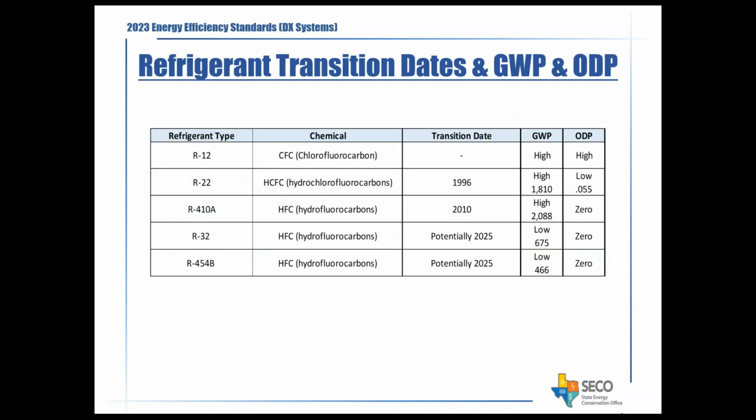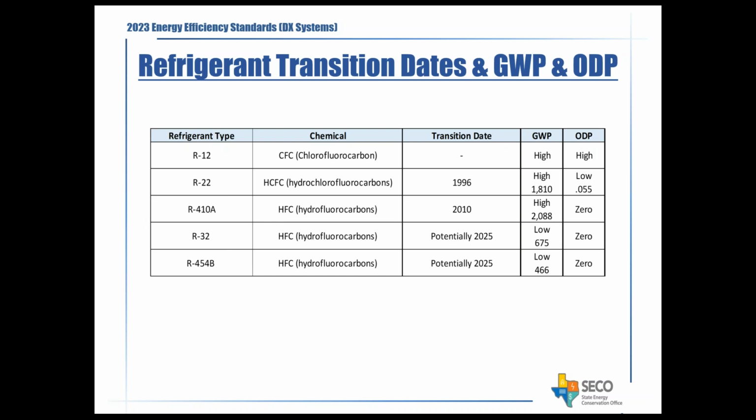This is just another table that I wanted to put out there that shows the refrigerant transition dates, some historical background, and what the GWP and ODPs were in the past. For those of us who remember R12, which is a CFC, there was no transition date initially. That was the refrigerant that they had. It has a high GWP and a very high ODP.